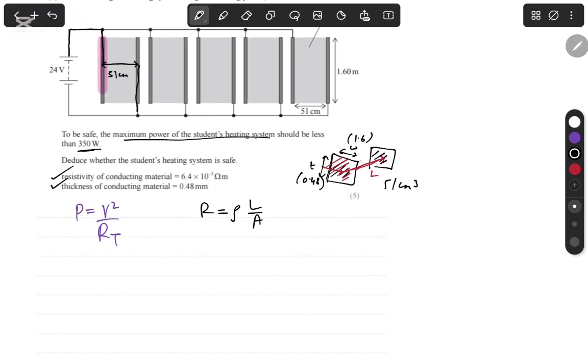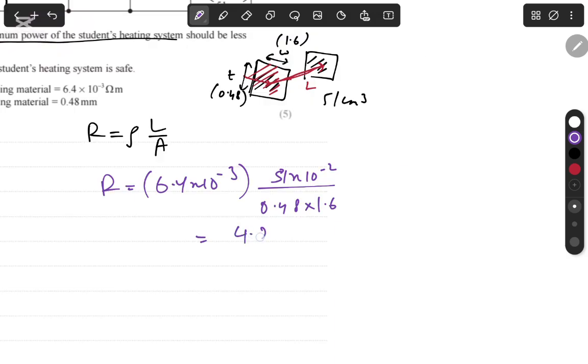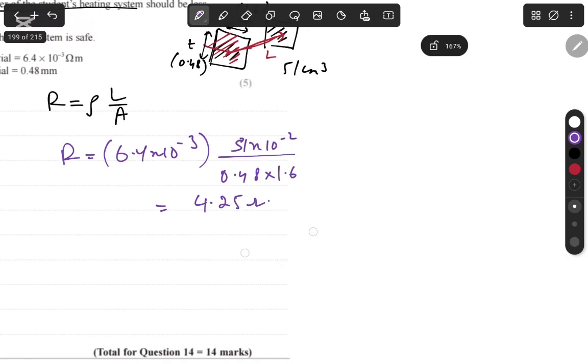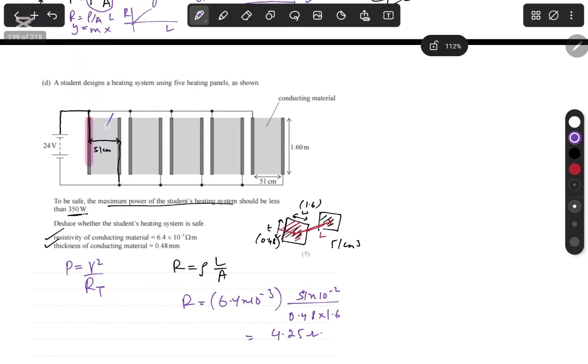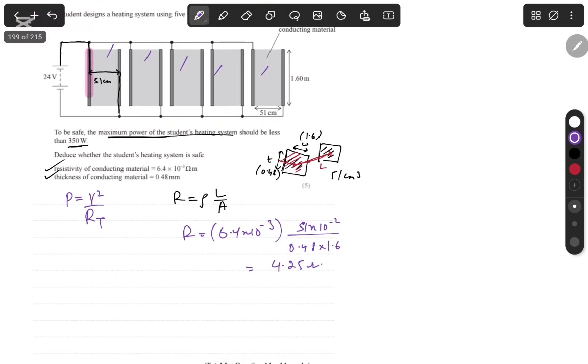So this was something that sometimes students find difficult to get the hang of. So it's good to trace how the current goes and understand it. So I've plugged in the values and we'll get 4.25 ohms as the answer. So we have 1, 2, 3, 4, 5 of them connected in parallel to each other.